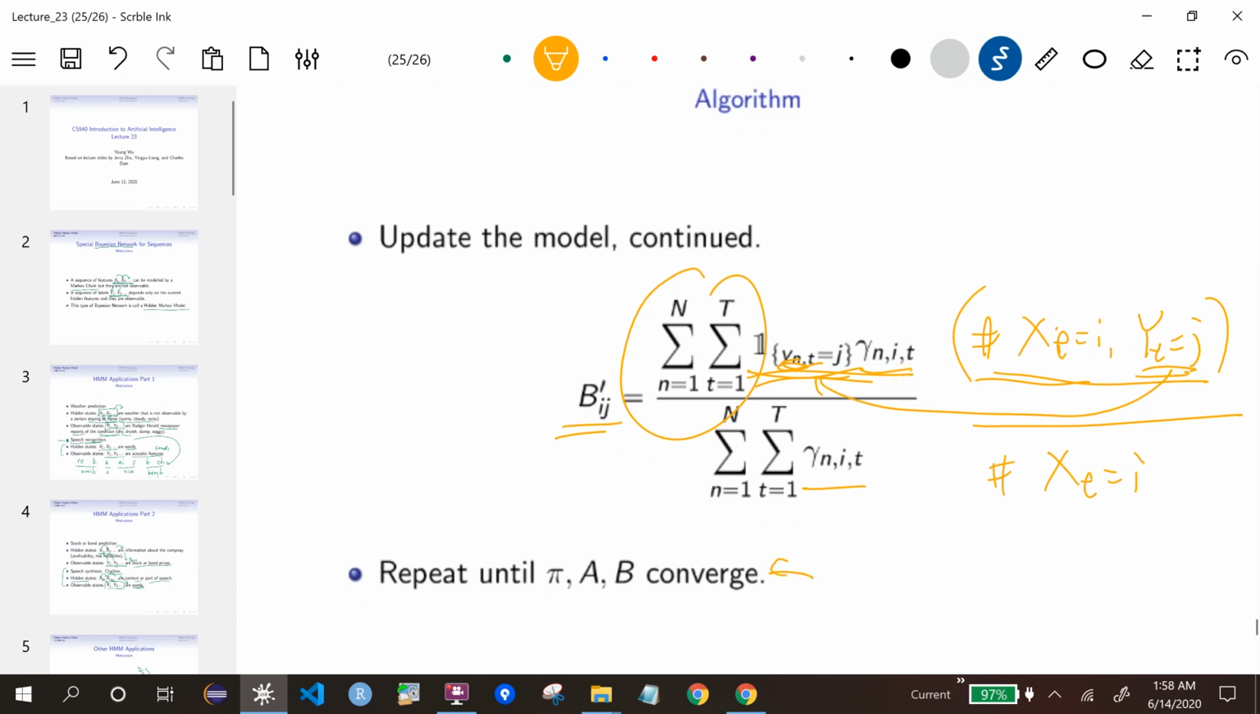And then, of course, we're going to repeat many times until it converges. So basically, we start with pi, A, B, and then we end up with the same or similar pi, A, B, then we stop. These algorithms are kind of like gradient descent. It may lead to some kind of local minimum or local maximum. So we can start with different random values, and then at the end we need to figure out which one is better and so on.